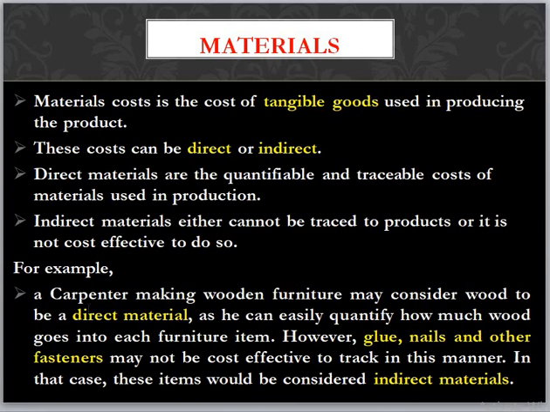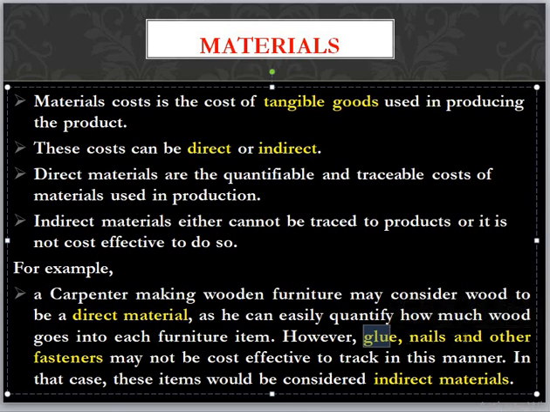In order to understand this, just see the example. Suppose there is a carpenter who makes wooden furniture, and for making wooden furniture he needs wood as well as glue as well as screws and nails and other fasteners in order to finish the product. Now for this particular carpenter, the wood is the direct material, because when he creates a piece of furniture, say a chair, wood will be visible in that chair and it is quantifiable.